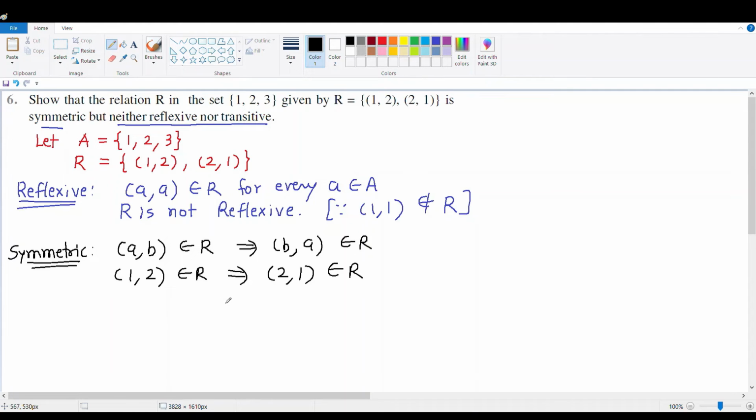We don't have any other element in that R that we can use to prove otherwise. So (1, 2) was in R, and we got (2, 1) also in R. So yes, R is symmetric. We were supposed to show that this relation is symmetric, but neither reflexive nor transitive. We showed that it is not reflexive. Now we need to just check for transitive.